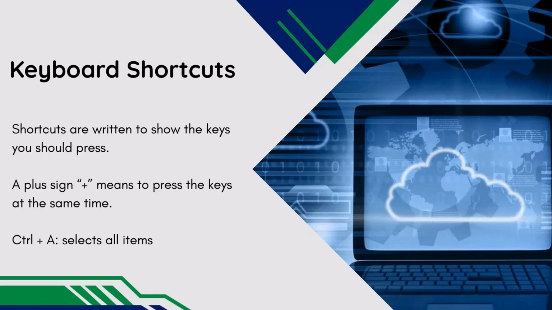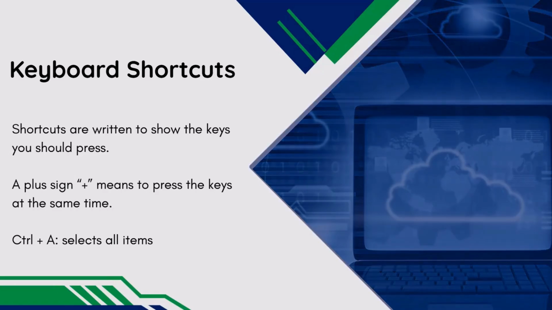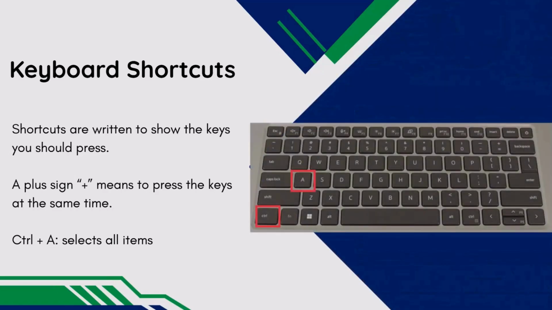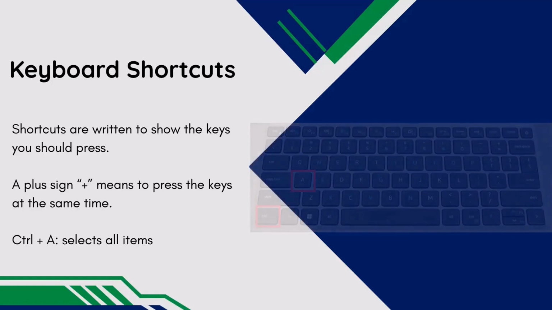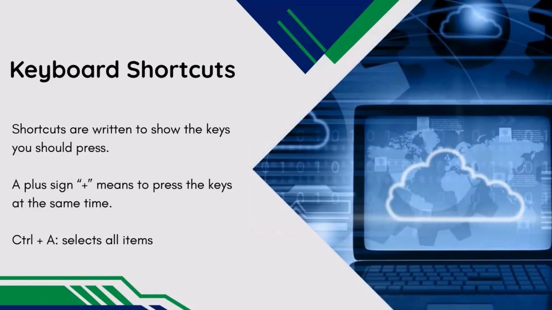The example I've got here is Control plus A. You're going to press the Control key and the A key at the same time, press and hold, and it will select all the items in, say, a Google document or a Microsoft Word document. That way you can copy and paste to something else. So let's see what these 3 shortcuts are.